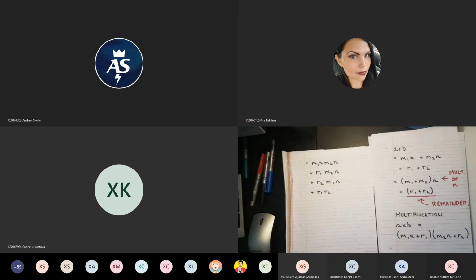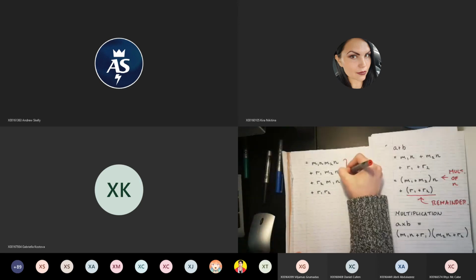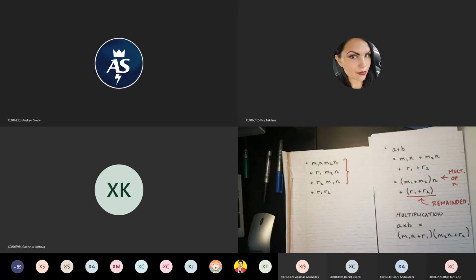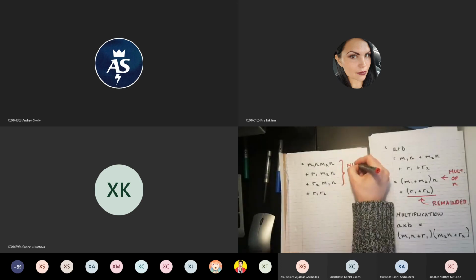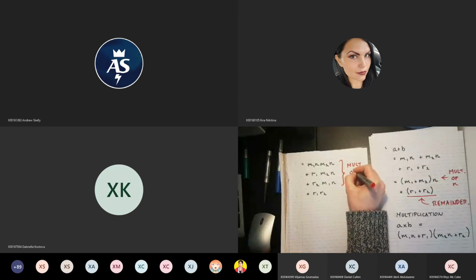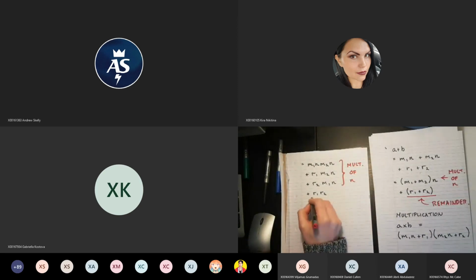But here's the important bit. All of this has an n in it. Can we all see that? There's an n here, there's an n here, and there's actually two n's in here. So this is a multiple of n, this is a multiple of n, and this is a multiple of n. So these are multiples of n. And of course, this bit here is my remainder.